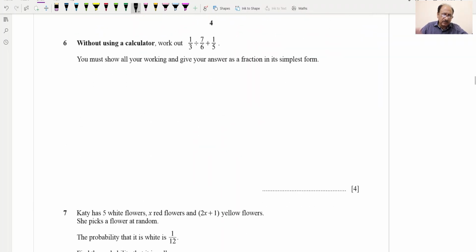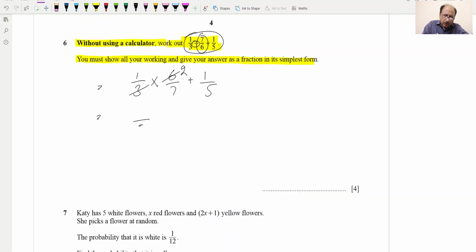Now question number 6, they are saying without using calculator, it means we have to show the complete working. You must show all your working and give your answer as a fraction in simplest form. So first of all, we will take this equation 1 by 3, and we can change this division sign into multiplication, and we will write the reciprocal of this, which is 6 by 7, plus 1 by 5, and this we can cancel. 3 2s are 6, so it will be 2 over 7 plus 1 by 5.